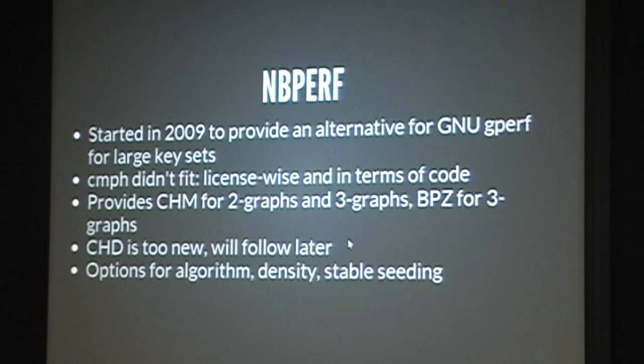So we have the NetBSD perfect hash function generator. It was incidentally started in 2009 as well, which is one of the reasons why CHD is not included. It didn't exist at the time I started with this. There is an existing project to implement the different perfect hashing algorithms, CMPH, but that's under the GPL license, and the code has some issues as well, which made it less attractive for NetBSD. So I wrote them from scratch.